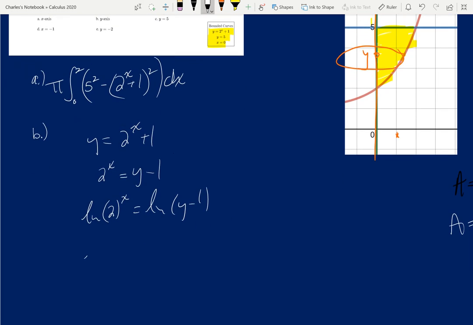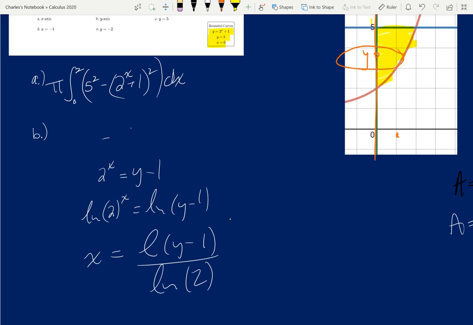And what that allows me to do is bring the exponent down and then divide by the natural log of 1. And I get natural log of y minus 1 over natural log of 2. The reason I did it that way instead of taking log base 2 of both sides is that I don't have a log base 2 in my calculator. So leaving it in natural logs is easier.